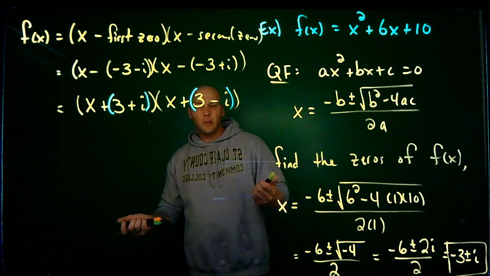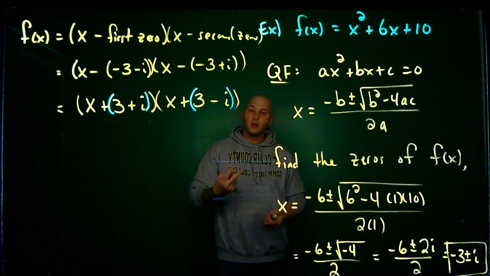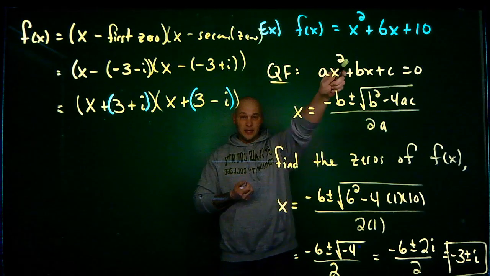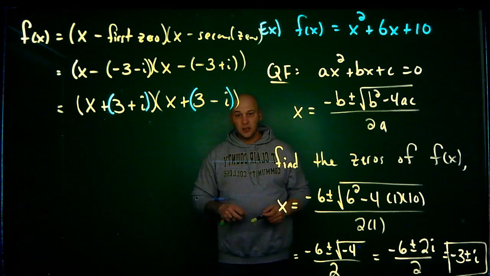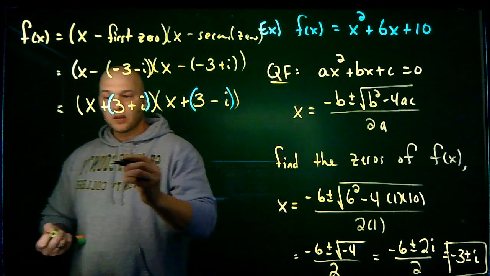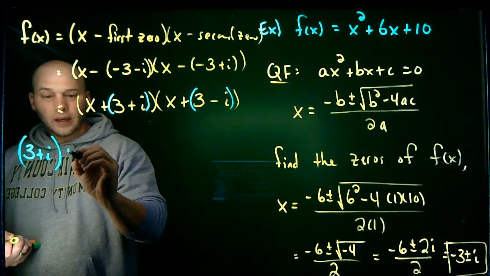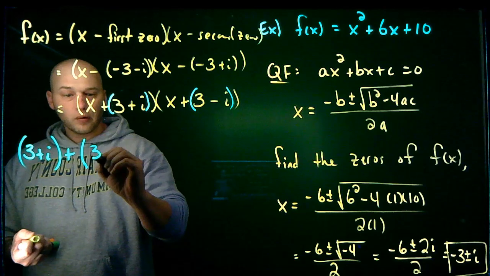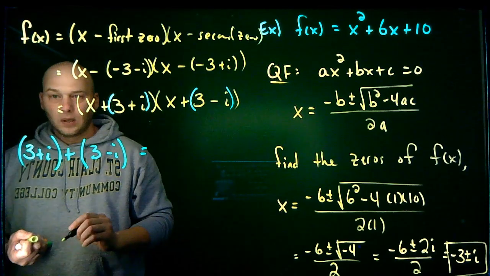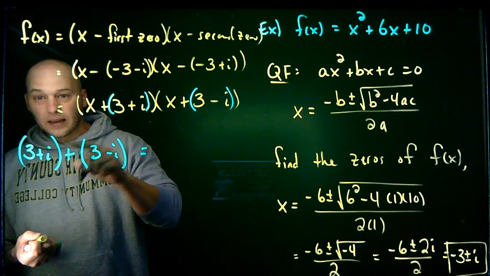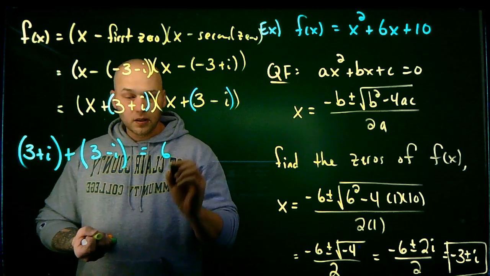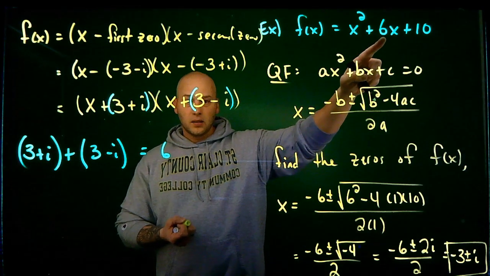Let's quickly check. Remember, the idea is you had to find two numbers that multiply to get 10 and add to get 6. Well, let's do that with these two. Let's take the number 3 plus i, and let's add 3 minus i. 3 and 3 is 6, i and negative i is 0, so this does give me 6. It adds to get 6.